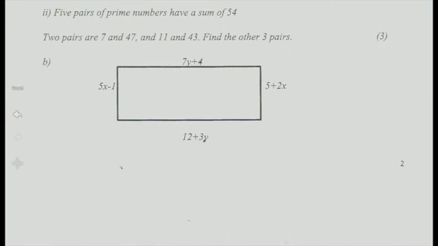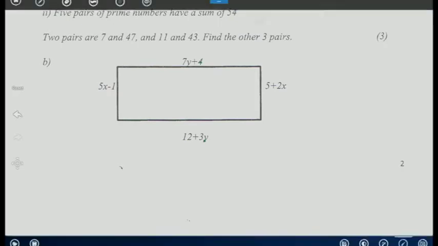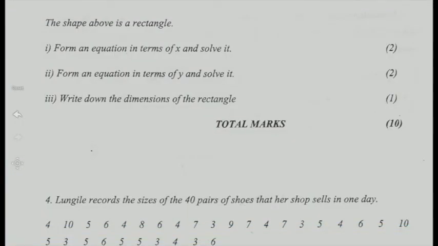Here we have a triangle. Look closely at this triangle. We have the dimensions 7y plus 4, 12 plus 3y, 5x plus 2x, 5x minus 1, because the next question regarding this rectangle is on the next page. Here we have the questions regarding that rectangle. Remember that we have a rectangle. We had a rectangle of this kind.